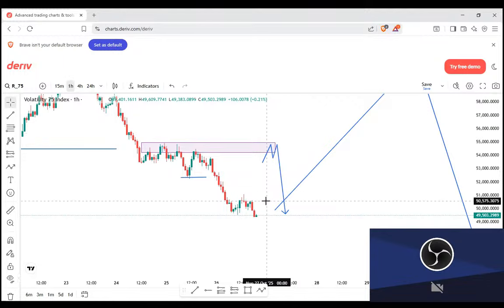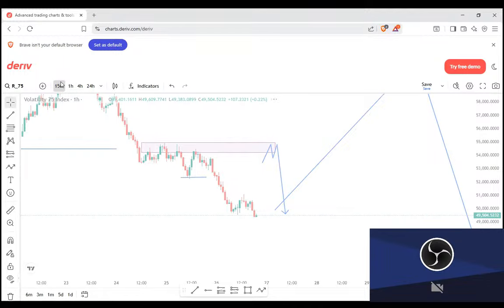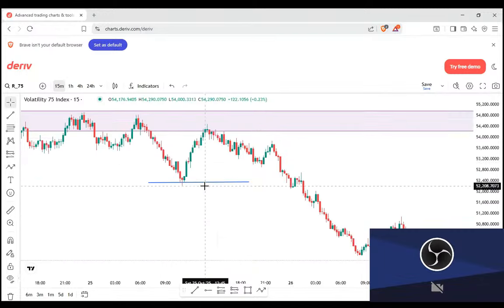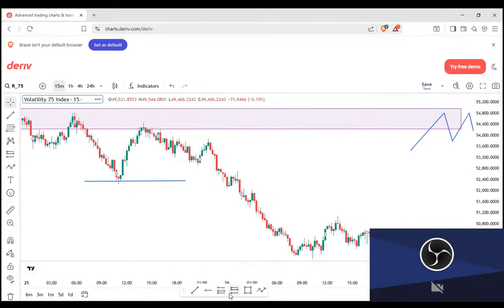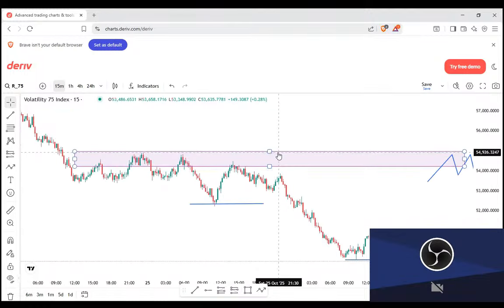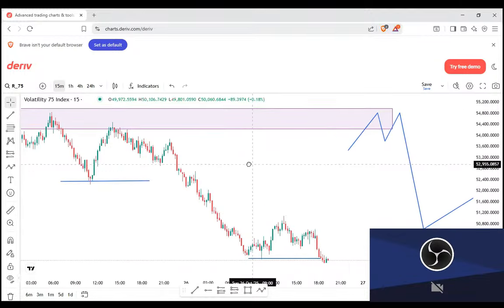So this is it on the 15 minutes time frame. You go down to your 15 minutes time frame. You see that on the 15 minutes time frame, this is the lowest point price created, which price is trying to break. And you notice this is the zone that we're waiting for a massive opportunity.